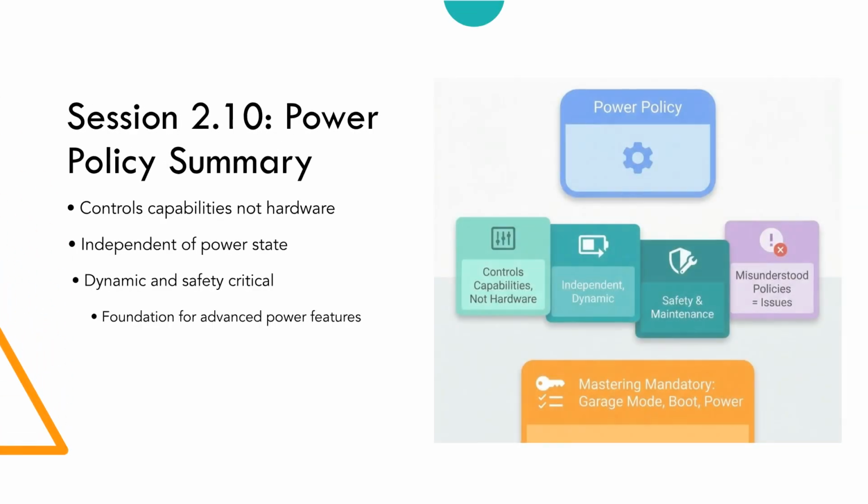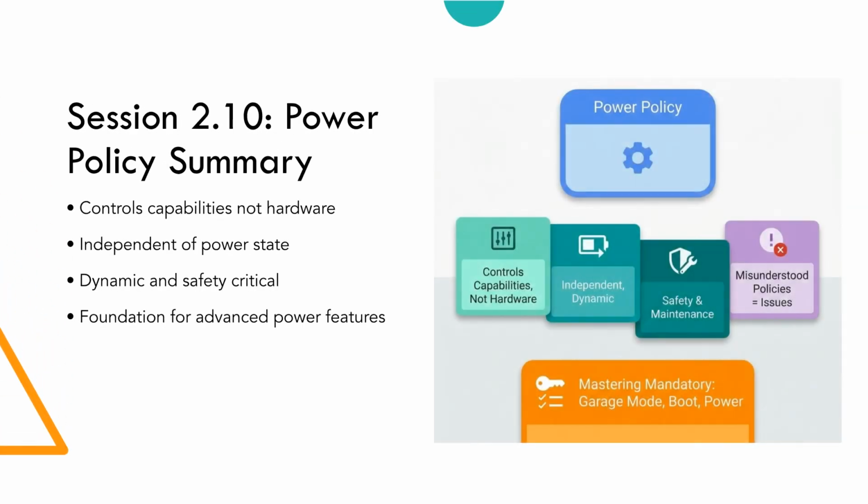In summary, power policy is the mechanism that defines what Android Automotive is allowed to do at any moment. It controls capabilities, not hardware. It is independent of power state, dynamically applied, and deeply integrated with safety and maintenance features.